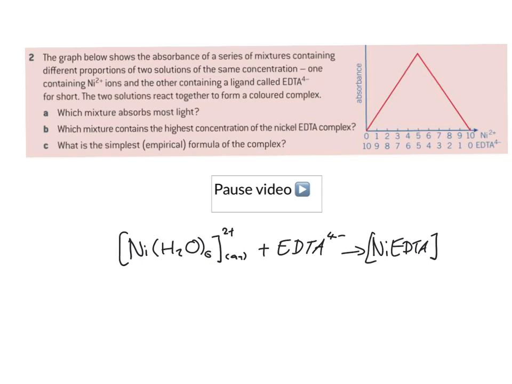The charge is 2 minus: 2 plus and 4 minus is 2 minus, and we have 6 water molecules substituted. The nickel EDTA complex is going to be very, very stable because of the chelate effect. On the left hand side we have 2 species, on the right hand side we have 7 species.